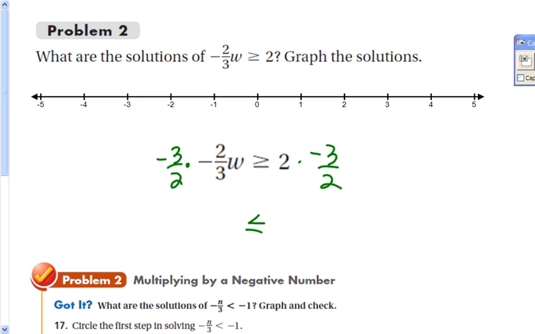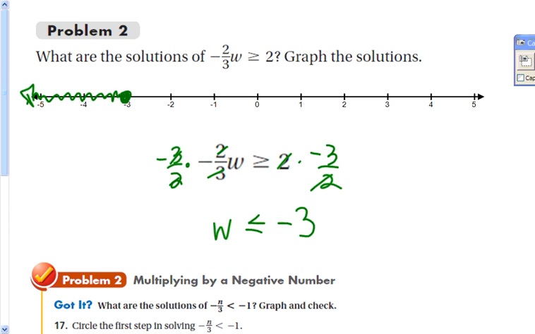And then I'm going to simplify this side. We get 1W. And over here we get -3. So my solution is all numbers that are less than or equal to -3. So I'm going to include -3, put a solid dot on -3, and I want numbers that are less than, they go this way.